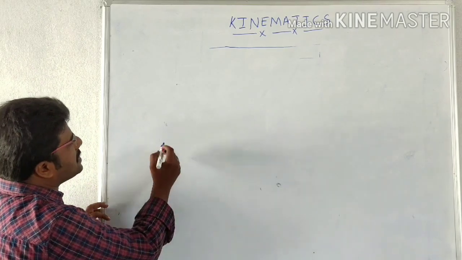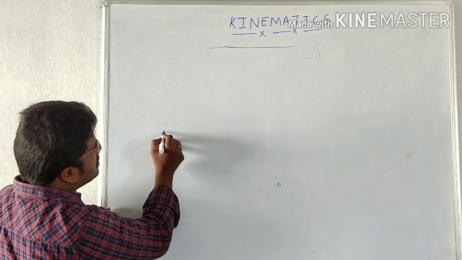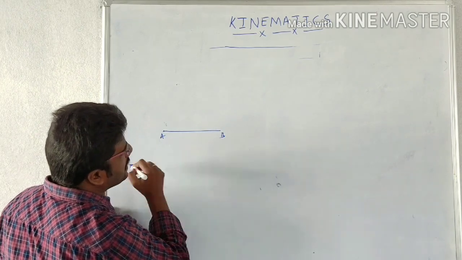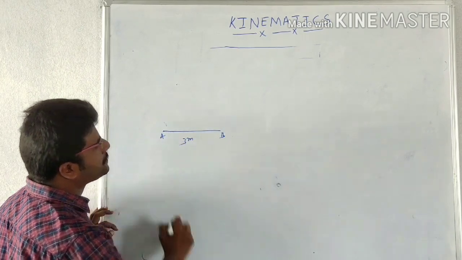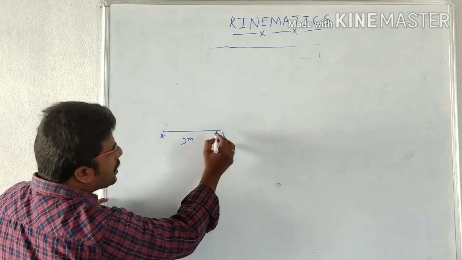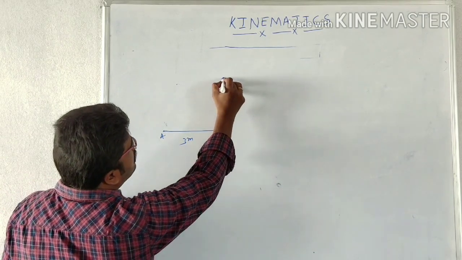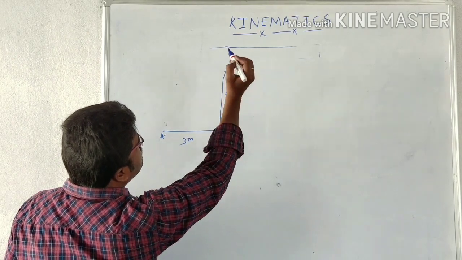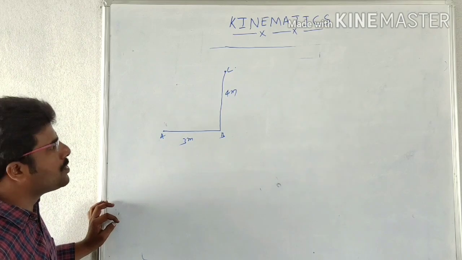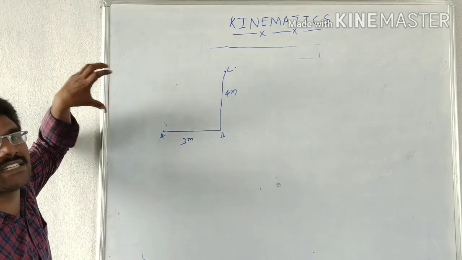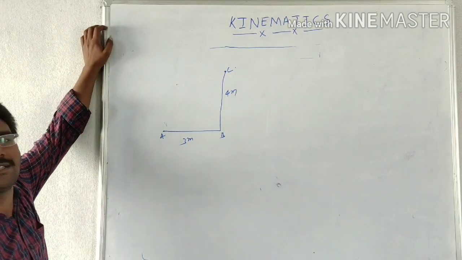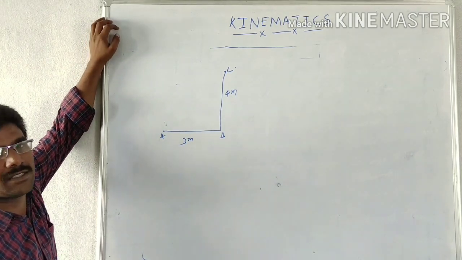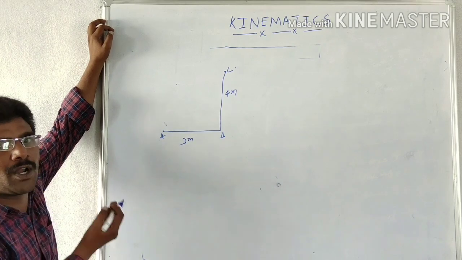Okay, let us consider a person starts from A and reaches B, that is 3 meters, and then he moves upwards 4 meters. Let us consider it BC. Now, can you tell what is the distance and displacement traveled by the person? So pause the video and try to find the answer. If you are unable to, follow with me.